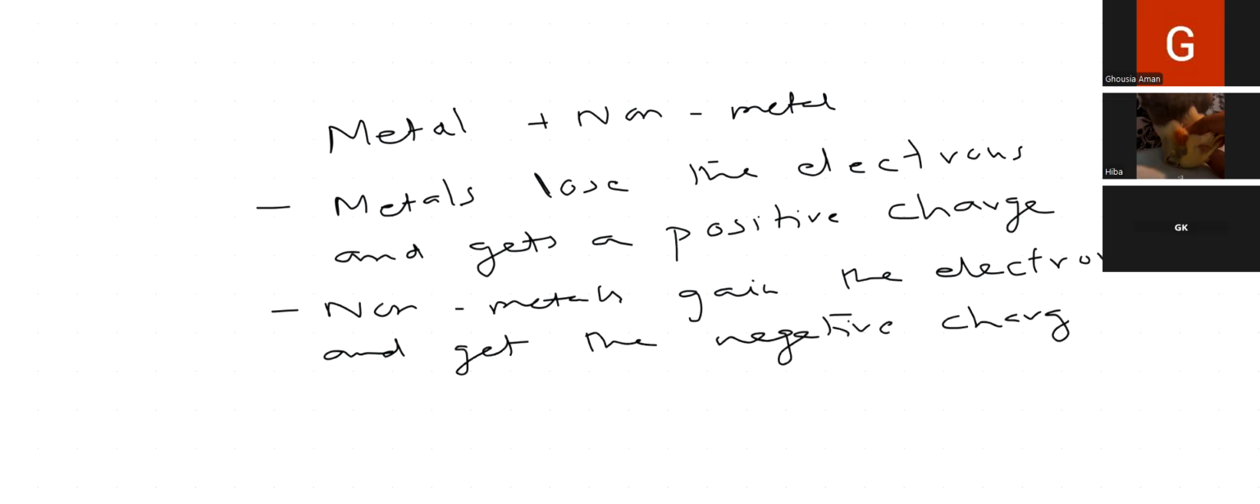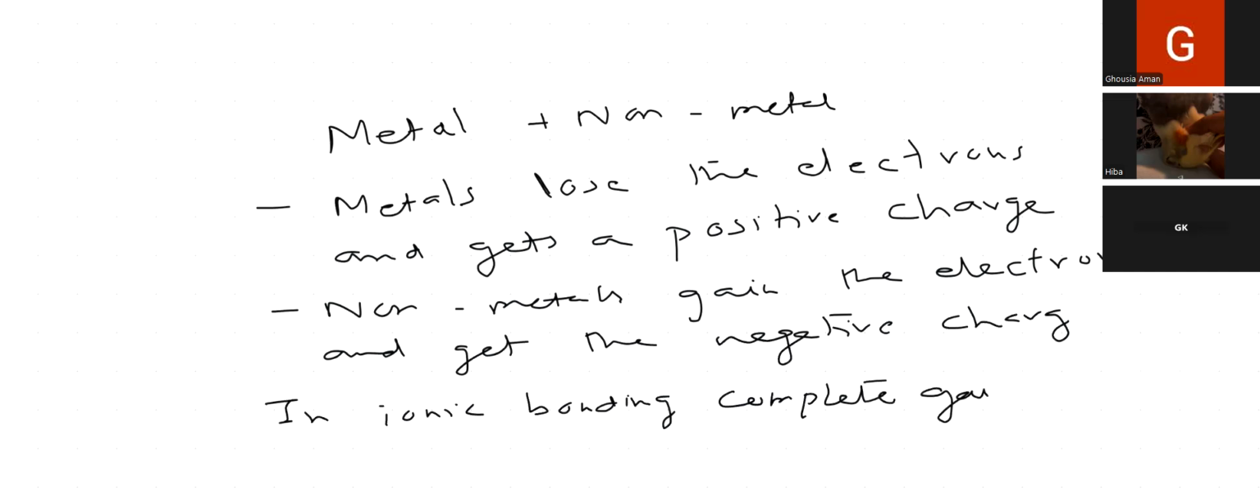So what is an ionic bond? What happens in ionic bonding? In ionic bonding, complete gain and loss of electrons take place between metals and non-metals.